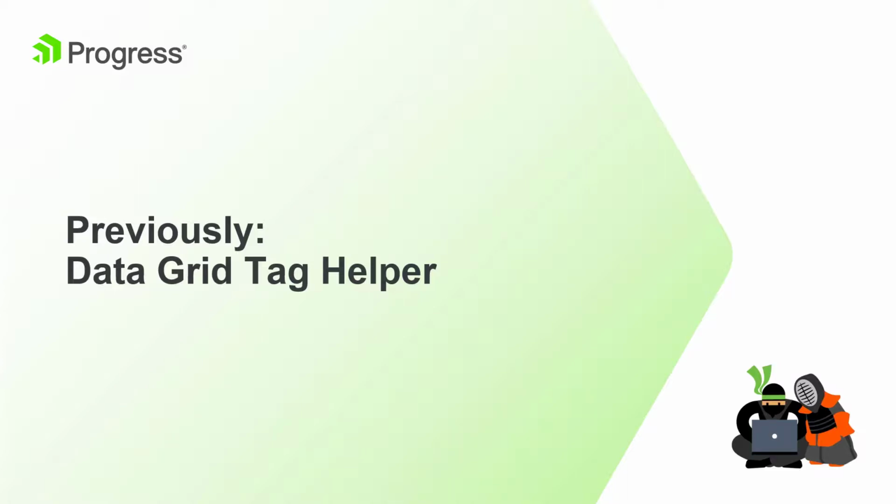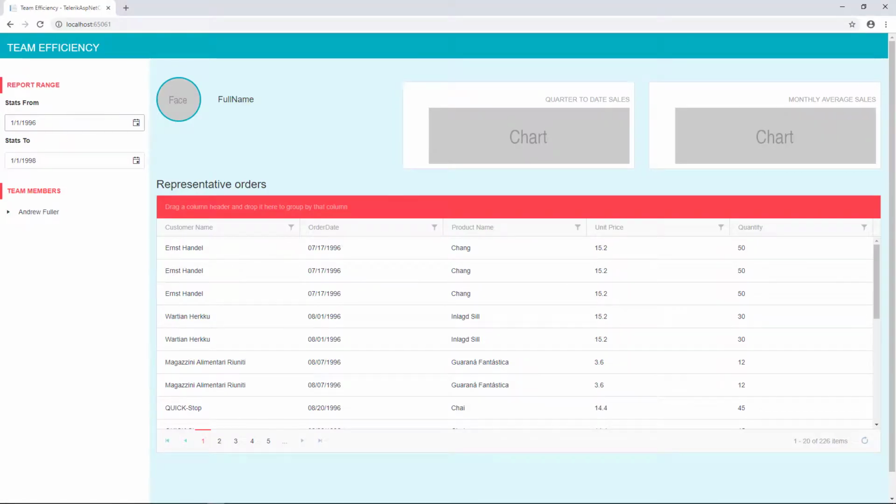In a previous video, we learned about the Telerik UI for ASP.NET Core Data Grid Tag Helper. In this video, we'll learn how to tie together all of our tag helpers to create a SPA-like application.